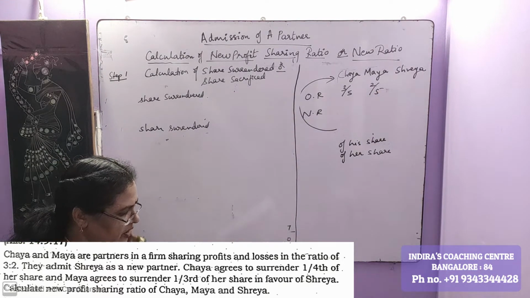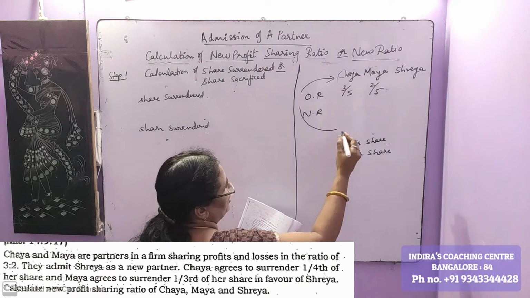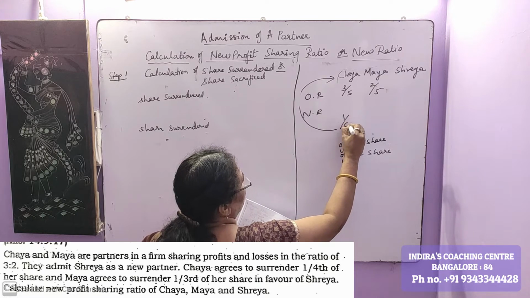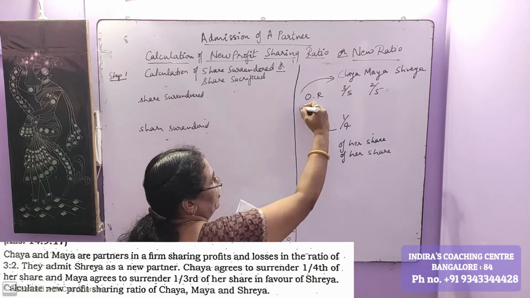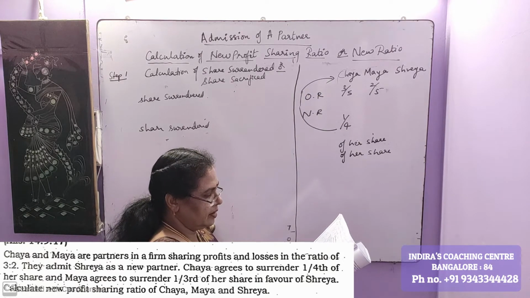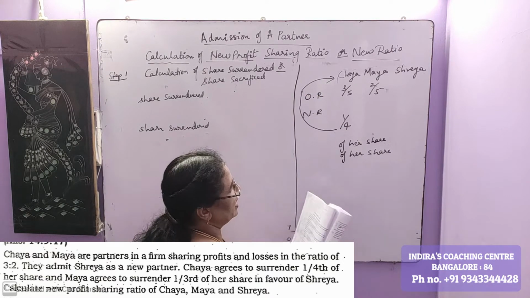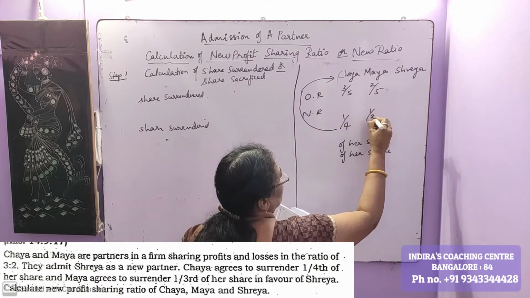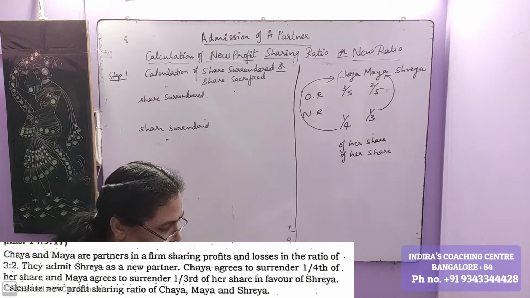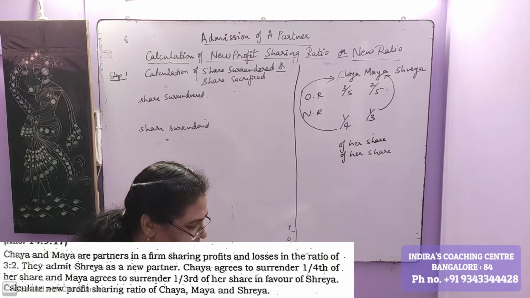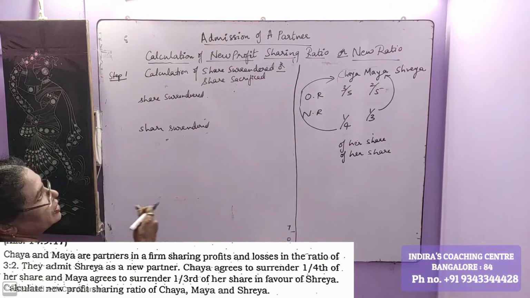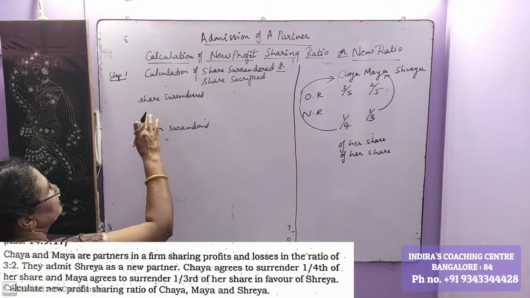Chaya agrees to surrender 1/4 of her share, and Maya agrees to surrender 1/3 of her share. They ask you to calculate the new profit sharing ratio. So the same way we have to find out in two steps.